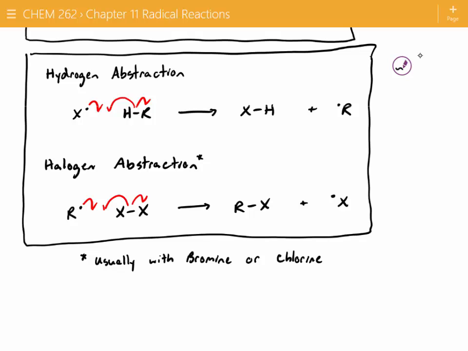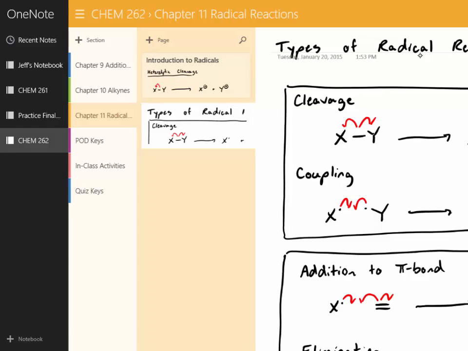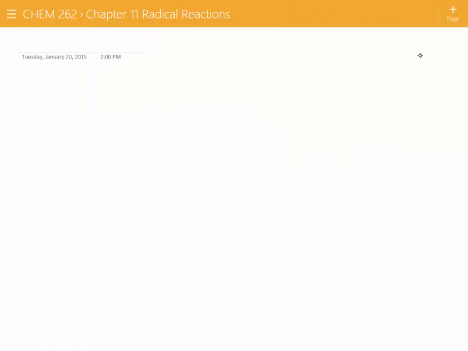All right, so we've got our steps down. Let's start to do some new reactions with these. And the most useful reaction is called halogenation.